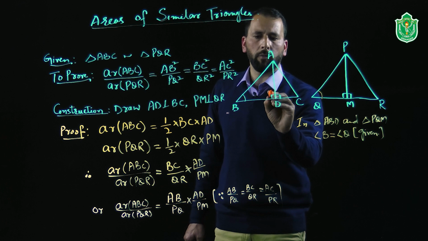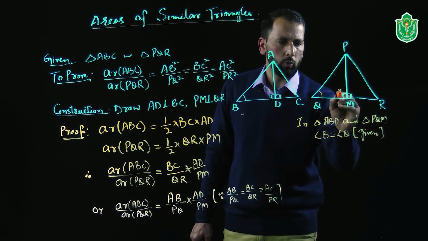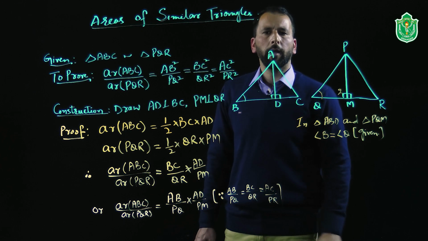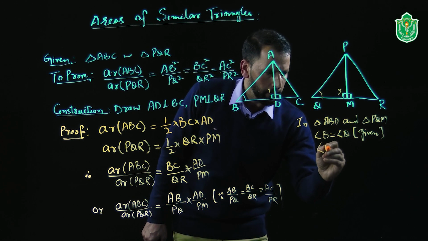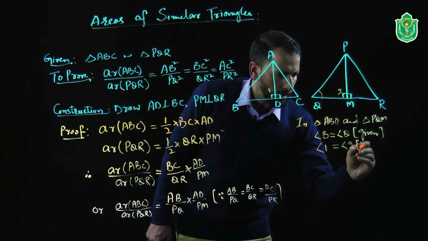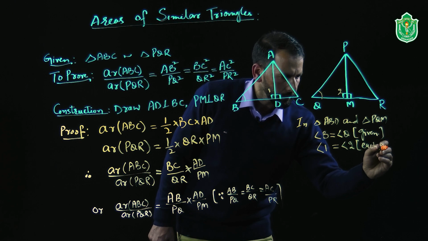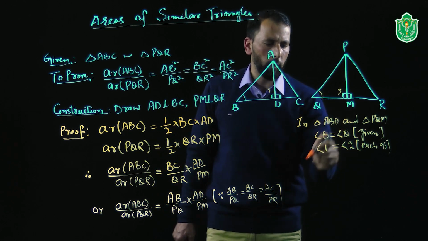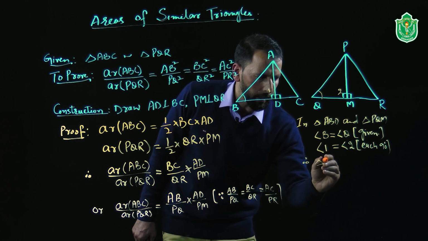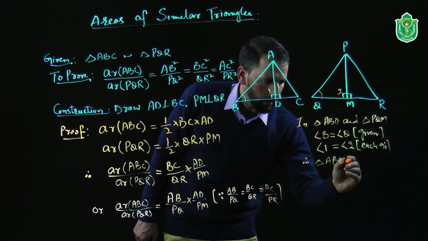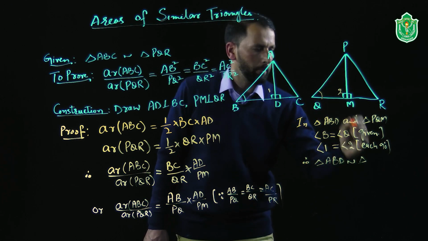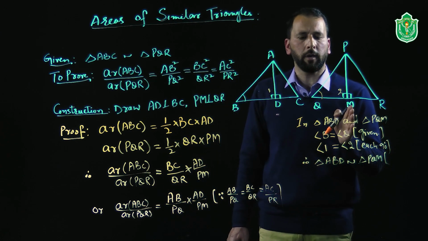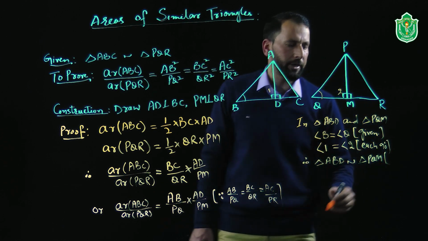Also, if we call this angle 1 and this one angle 2, we can write angle 1 is equivalent to angle 2. Why are they equal? Because each of them is 90 degrees. So when these two triangles are similar, we can write triangle ABD is similar to triangle PQM. By which criterion are the two triangles similar? They are similar by the angle-angle similarity criterion.